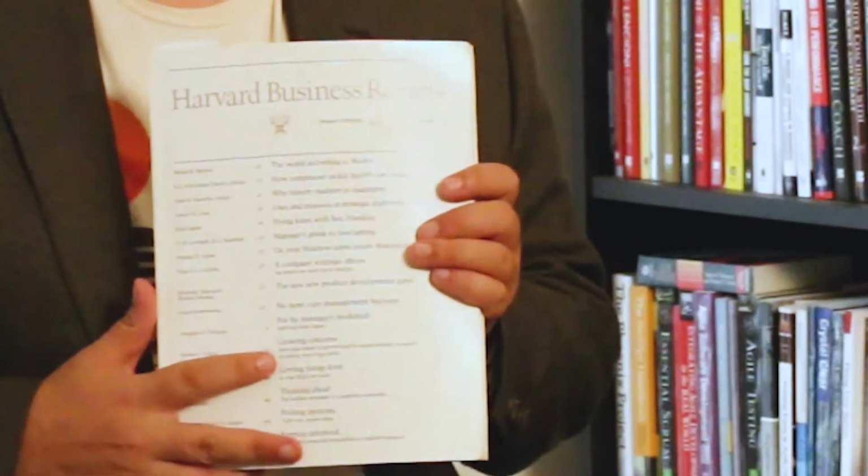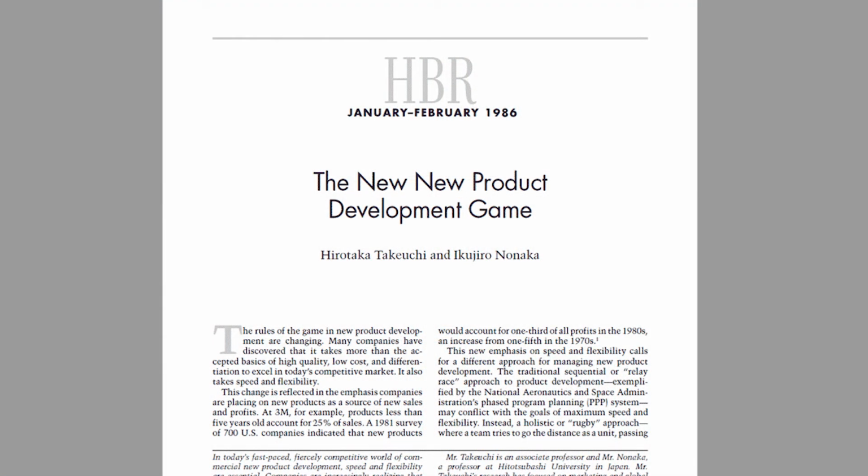A decade and a half later, in the January-February 1986 issue of the Harvard Business Review, you'll find an article called The New Product Development Game, written by two professors, Hirotaka Takeuchi and Ikujiro Nonaka. In it, the authors investigated a number of companies that were mostly in the automotive and electronics industries in Japan. But nonetheless, they had a lot of findings that were supportive of what Royce had been talking about a decade and a half earlier.